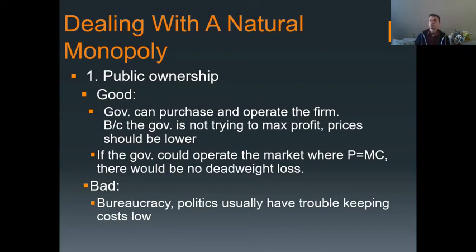And granted, it's not the best run. There are plenty of issues, and that's where the bad comes in. Bureaucracy and politics usually have trouble keeping costs low, and this has been a major issue with the post office. Adding to the idea that they are piled on with laws and regulations because they're publicly owned that increase costs like crazy. So when people say the post office is mismanaged and that's why it's losing money, that's only really part of the reason. The other part is Congress pushed a lot of that onto the post office for political reasons in many cases.